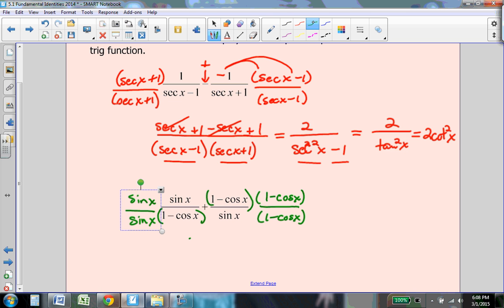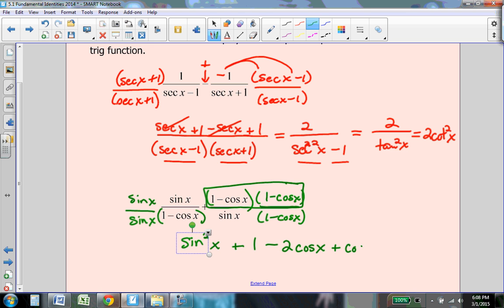And doing so gets us in the numerator sine squared of x. Now let's multiply these two together. I'm going to go ahead and multiply them out and distribute all that out. So that would be 1 minus 2 cosine of x's plus cosine squared of x.